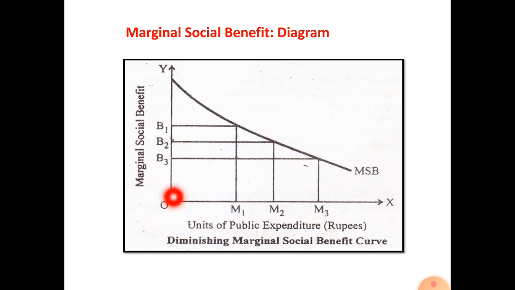Now when we see the benefit: with OM1 amount of money spent by the government, the people will get benefit B1. Next, at OM2, B2; at OM3 of public expenditure, OB3 is the social benefit. It shows that whenever the units of public expenditure increase from M1 to M3, B1 to B3 is a decreasing benefit.